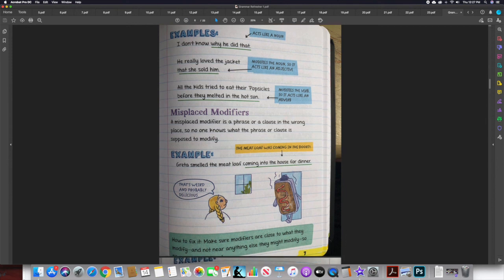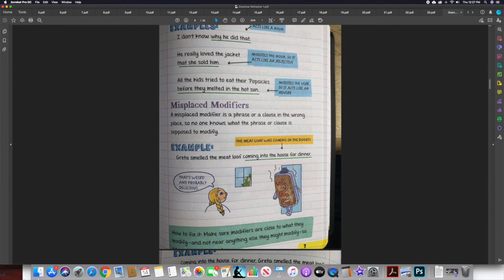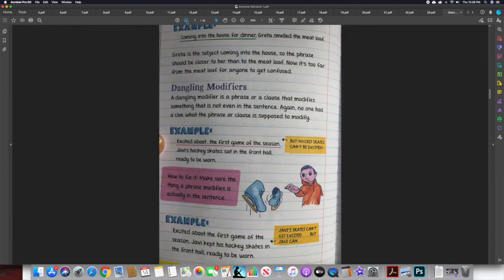How to fix it: make sure modifiers are close to what they modify, and not near anything else that may modify it, to eliminate confusion. Coming into the house for dinner, Greta smelled the meatloaf. Greta is the subject coming into the house, so the phrase should be closer to her than to the meatloaf. Now it's too far from the meatloaf for anyone to get confused.